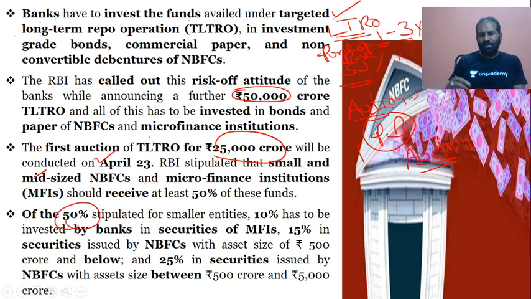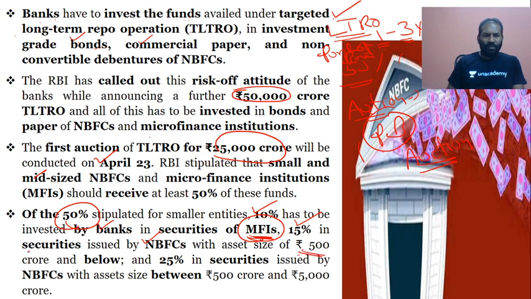How did the RBI want to segregate? Please try to understand this, it is very, very important. 10% has to be invested by banks in MFIs. Whatever the banks purchase through the auctions, through purchasing the bonds and commercial papers, they should invest 10% of that into the microfinance institutions. And then 15% should be issued by NBFCs, not banks here, but non-banking finance companies which have an asset value of rupees 500 crore and below.